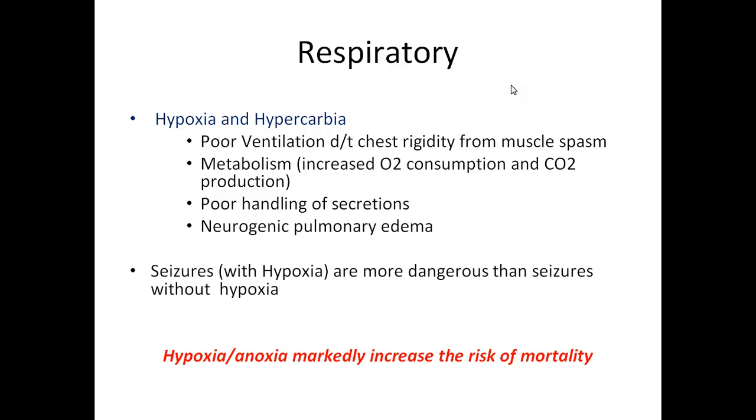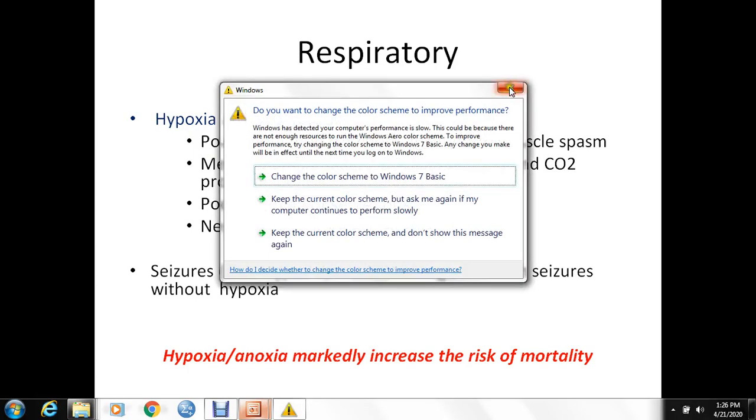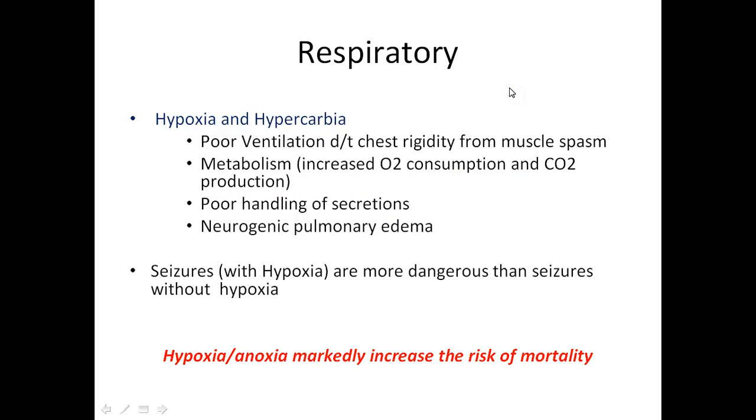It commonly affects all body systems, but the most commonly involved systems are the respiratory system and the cardiovascular system. In the respiratory system, if the status persists, it leads to hypoxia and hypercarbia. There is poor ventilation. Why? Because of chest rigidity. The continuous muscle contraction leads to spasm, which leads to poor ventilation. Metabolic problems occur because oxygen consumption is increased throughout the body, and carbon dioxide production is also increased. There is also poor handling of secretions due to continuous convulsions.